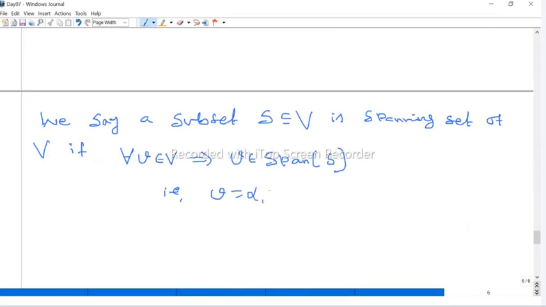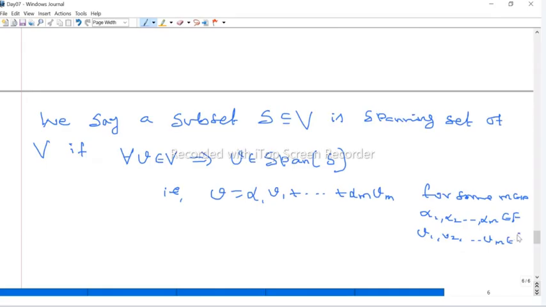That is, v can be written as alpha 1 v1 plus etc. plus alpha m vm for some m in the natural numbers, with alpha 1, alpha 2, etc., alpha m from the scalars, and v1, v2, etc., vm from the set S. So a subset S of a vector space V is said to be a spanning set of V if any element v in V can be written as a linear combination of elements from the set S. Then we say it is a spanning set.